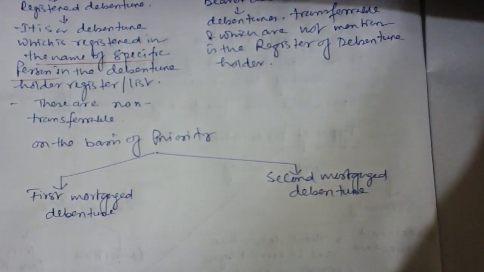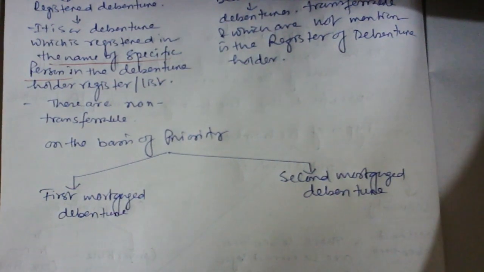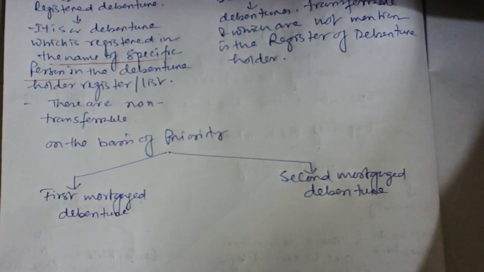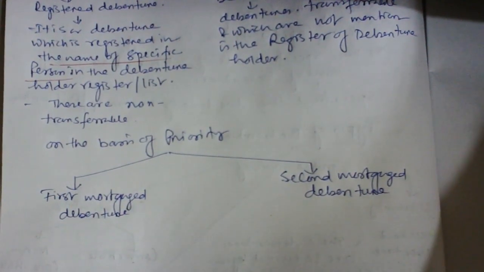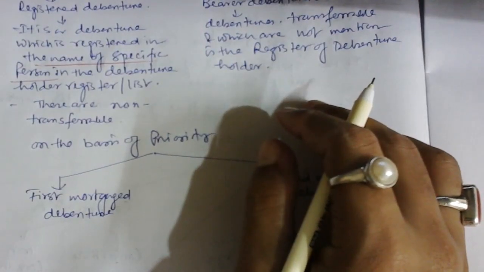First mortgage debenture means the debentures are payable first out of the property charged, and the other debentures are payable after satisfying the first mortgage debenture. It means those debentures which create a charge on any asset have to be paid first. That is very important. So first mortgage debenture means when debentures are created with a charge on any asset.